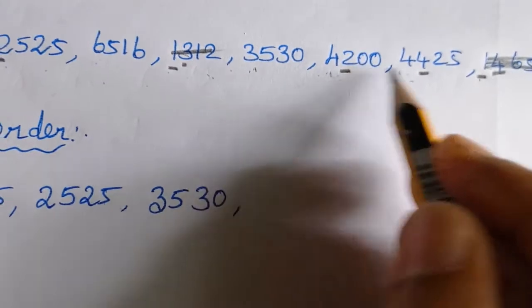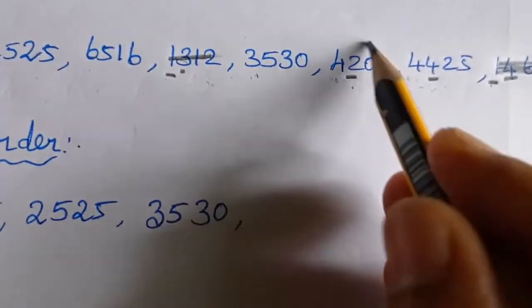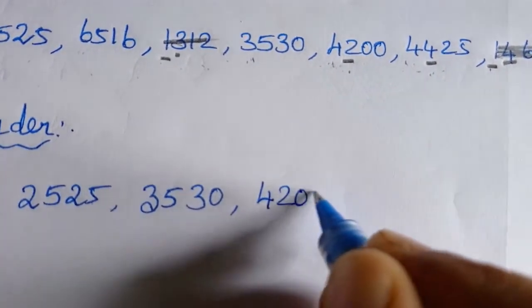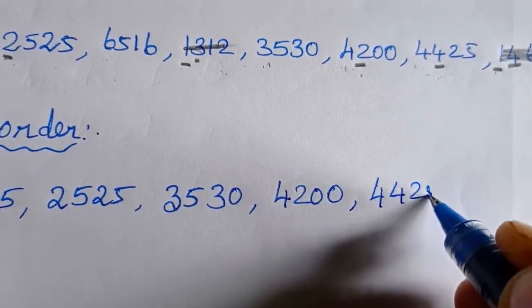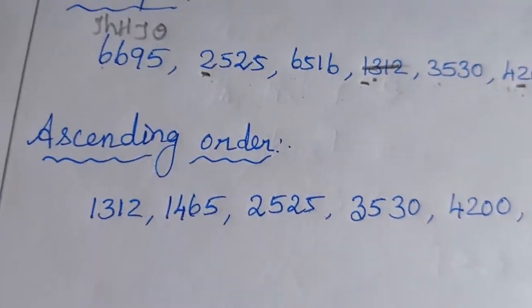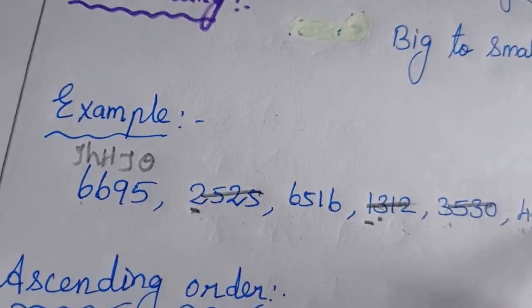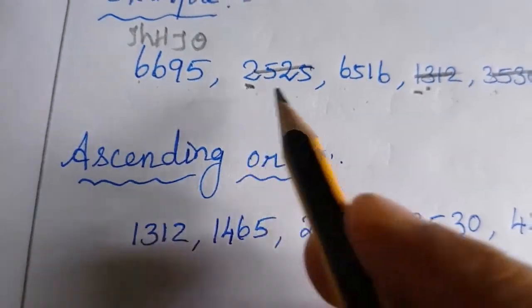This number's 100 place value is 4 and this number's 100 place value is 2. So which one is smaller, 2 or 4? Yeah, 2 is smaller. Okay, so you can write 4200 and next 4425. Okay, the next remaining two numbers are 6516 and 6695.